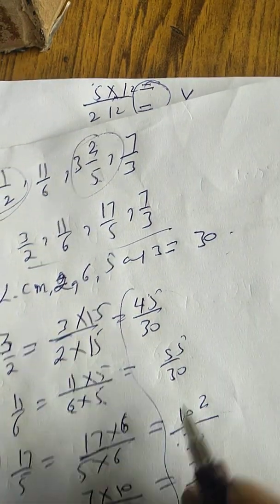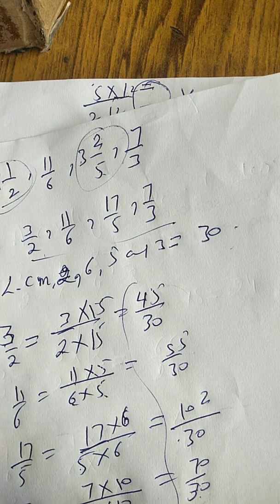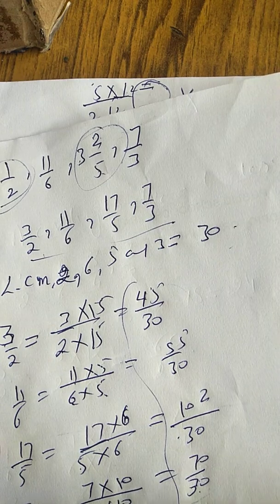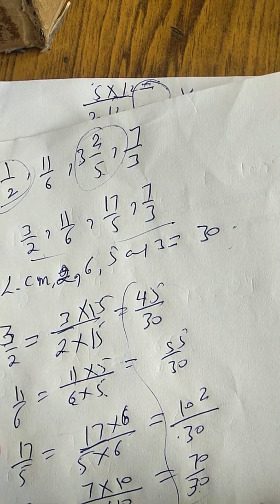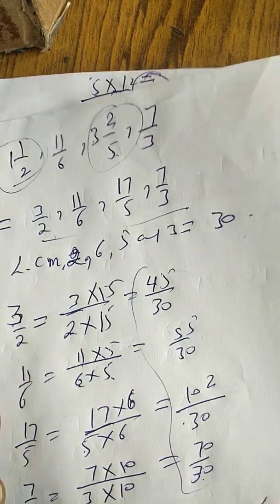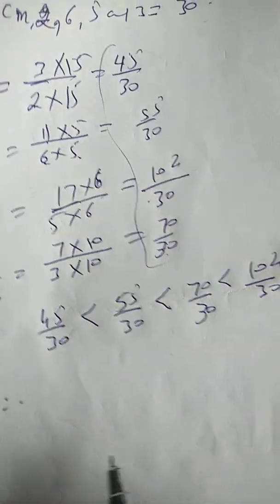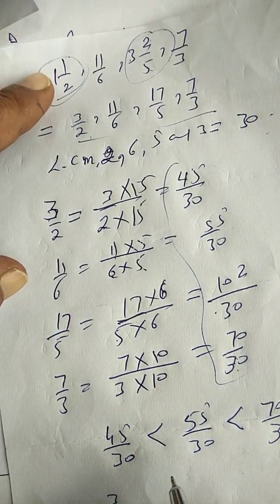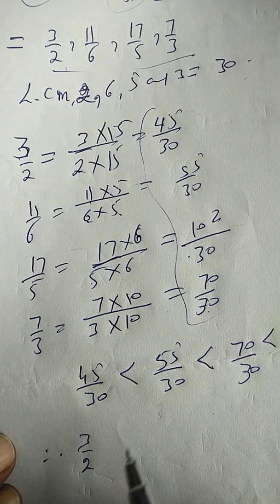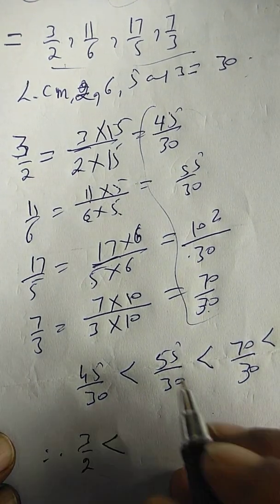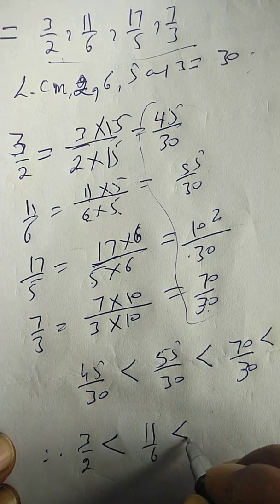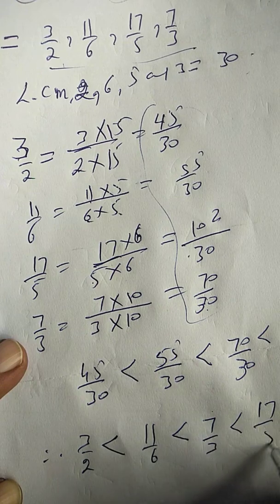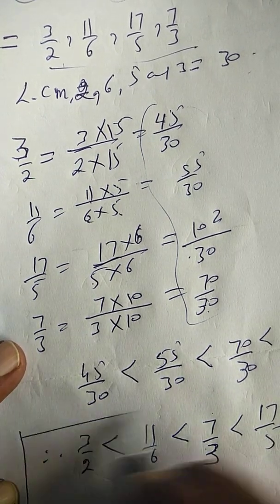Now these are like fractions. Now look at them. Which one is the smaller one? 45 upon 30, it is less than 55 upon 30, which is less than 70 upon 30, which is less than 102 upon 30. Therefore you can write 3 upon 2, either 3 upon 2 or 1 whole 1 by 2, it is your choice. 3 upon 2 is less than 11 upon 6, less than 7 upon 3, less than 17 upon 5. Right? So this is the ascending order.